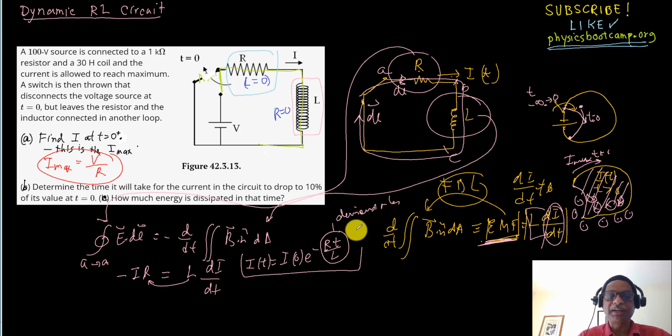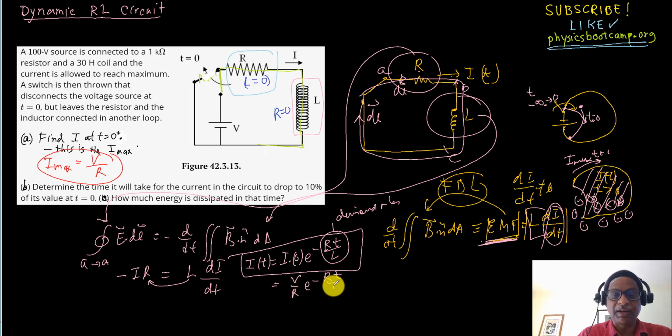So sometimes people memorize this for the decaying circuit, and if you memorize, that's fine, and you can use it to solve these kinds of problems. So this one is Imax. Imax is V over R. So this is V over R times e to the minus RT over L. Let me erase this and then try to give the numerical value for that.